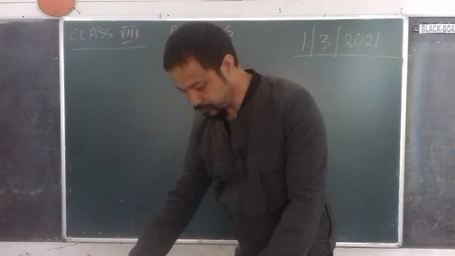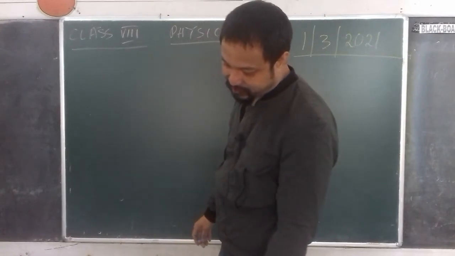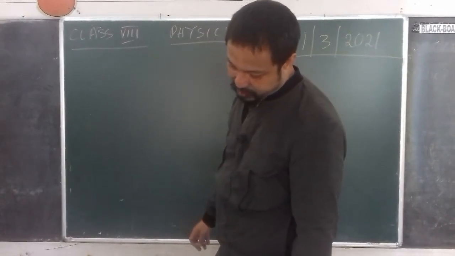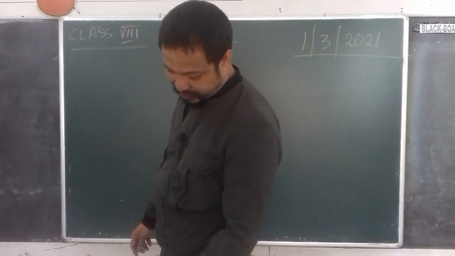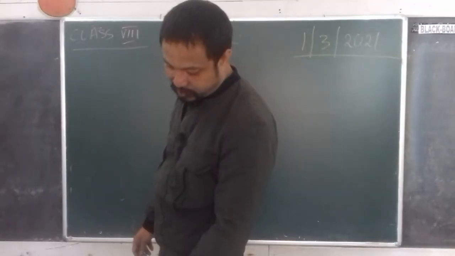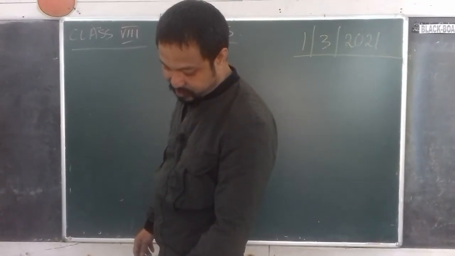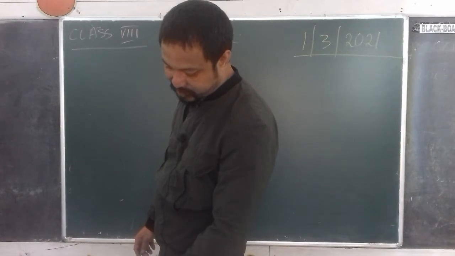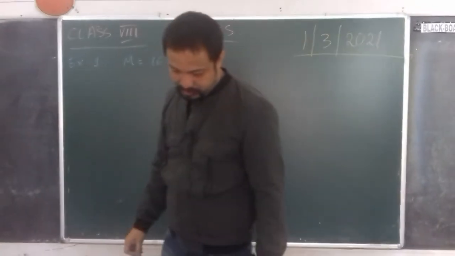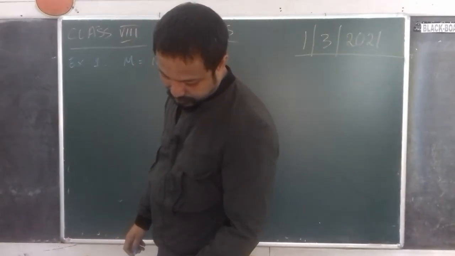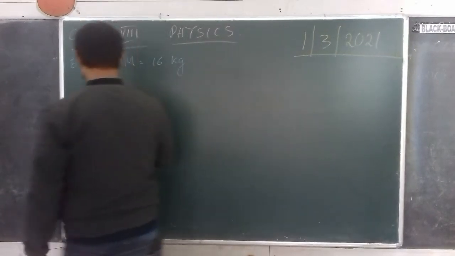Now, example 1 says a measuring cylinder is filled with 50 milliliters of water. A solid with mass 16 kg is then lowered into the cylinder. The water level rises to 58 milliliters. Determine the density of the solid. So example 1. What was the mass of the solid? I think it was 16 kgs, right?